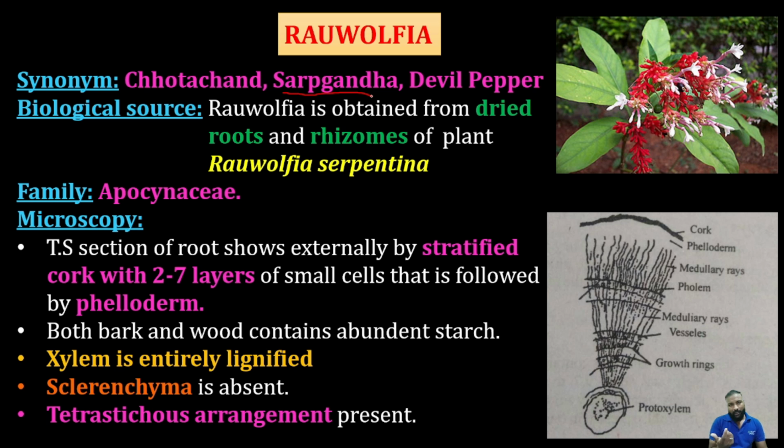Like the deadly nightshade for the leaf of Atropa belladonna, and like sarpagandha, which means snake root. The name says that sarpa refers to snake, gandha means medicine. It is an antidote for snake poison. Because of that particular pharmacological action, it got that synonym, sarpagandha or snake root, or chota chand and devil pepper. So this is Rauwolfia.